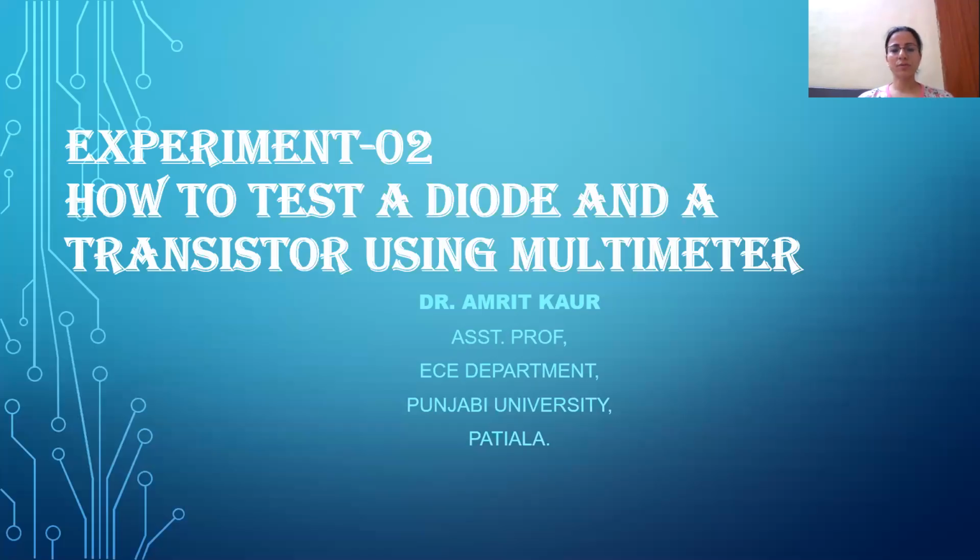Good afternoon, students. So today we are going to perform our experiment number 2, that is how to test a diode and a transistor using a multimeter. Before this, we should first learn something about diode and transistor, so that we can learn which property is used with the multimeter to check whether a diode or a transistor is working or not.